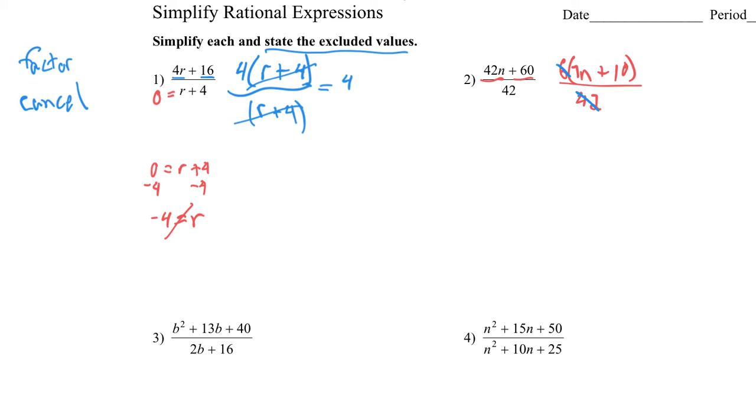so the 6 over 42 can be simplified. Both of those can be divided by 6. The 6 is going to become 1, the 42 is going to become 7. So there's our answer. The 1 on top doesn't change anything, so we don't need it. So we just have 7n plus 10 over 7. And then for this one, for the excluded values, if you set the bottom equal to 0, well, 42 is never going to be 0, right? So there are no excluded values.